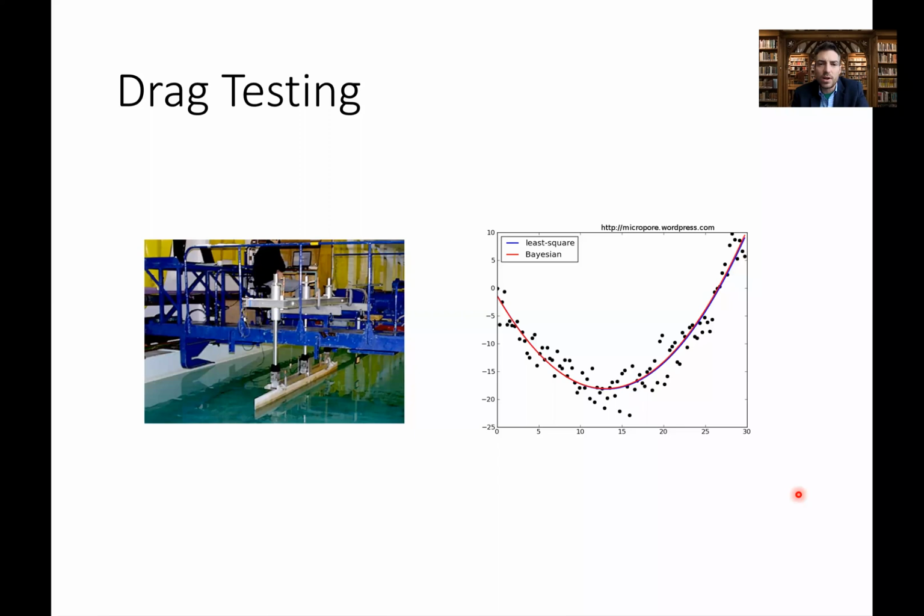Here, I want to talk a little bit about how drag testing works, but I don't know what this is a picture of. If you've never been in a tow tank, it's unlikely you even know what's going on here. There's a plot to the right, but the axes aren't labeled, and I don't have any substantive discussion of it.